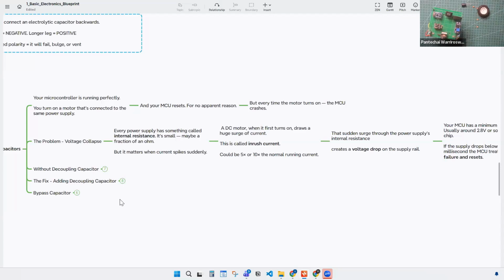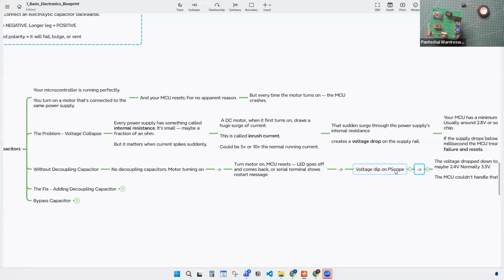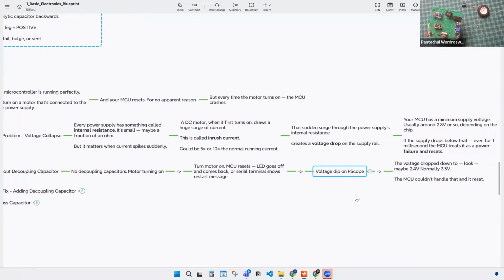Whenever you see such a problem, it can be solved by using decoupling capacitors. Without decoupling capacitors, whenever the motor is turned on, the microcontroller is going to reset, the LED is going to turn off and come back, and even in the terminal there is going to be a resetting message. You can also see the voltage drop on the multimeter.